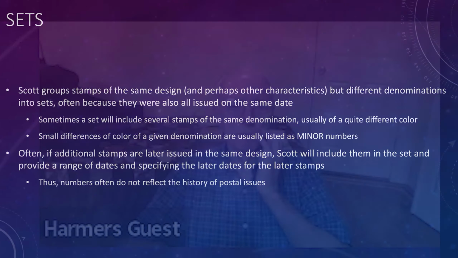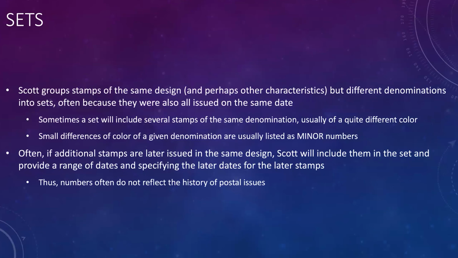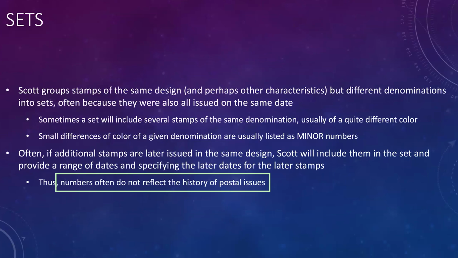And you will find out that this particular stamp was issued at a later time than the original set. There are quite often slight differences in the color, and they will list these as minor numbers rather than as major numbers. So the problem with sets is that, as we'll see later, if you're interested in what order stamps were issued, rather than in what Scott tells you is a set, the numbers do not reflect the postal history, the order in which things were issued.